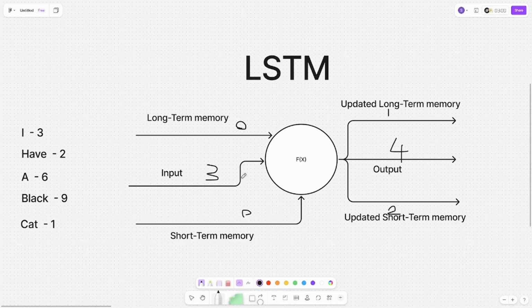Now, let's send the second word of our sentence, 2. After we send the 2, it will use the updated long-term memory and short-term memory to change the input into a new output. Let's say the new output is something like 6. This is LSTM in a nutshell.